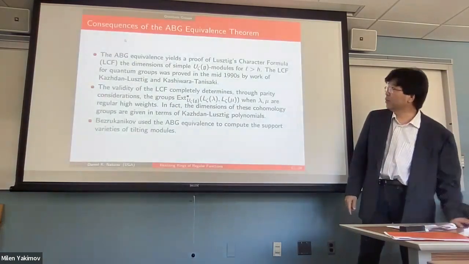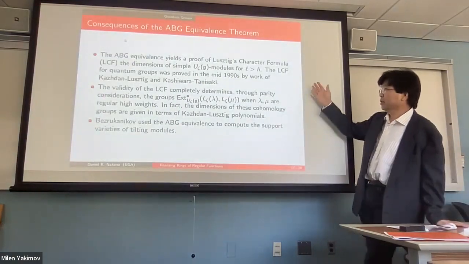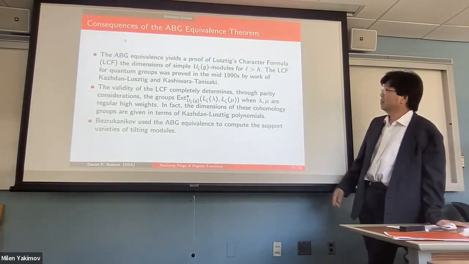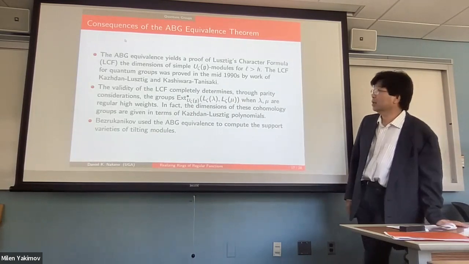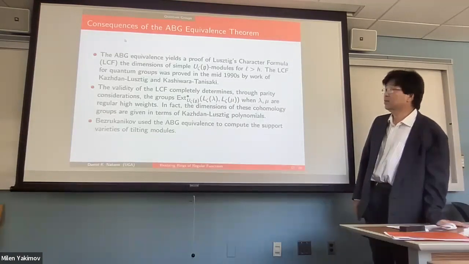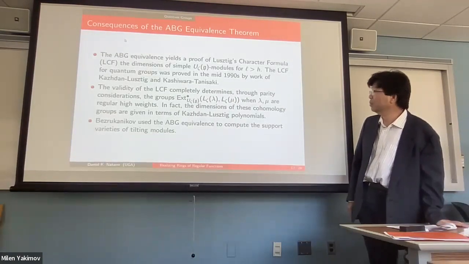Okay, so I'll just briefly say that this theorem has been used for a lot of things. You can prove the Lusztig character formula with this theorem. There was an earlier version that was due to Kashiwara–Lusztig and Kashiwara–Tanisaki. So this is like a second generation proof.